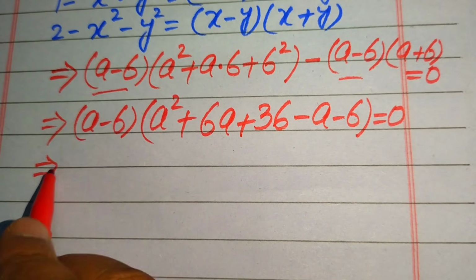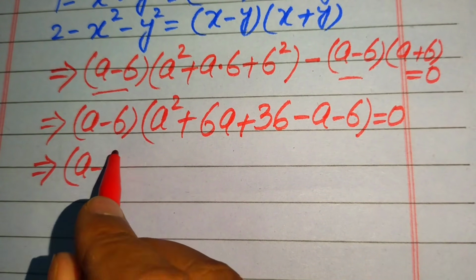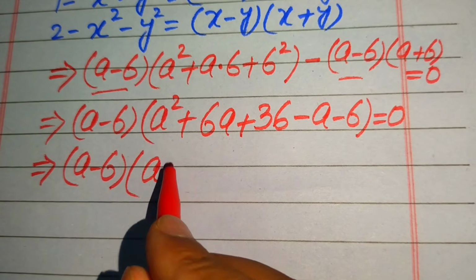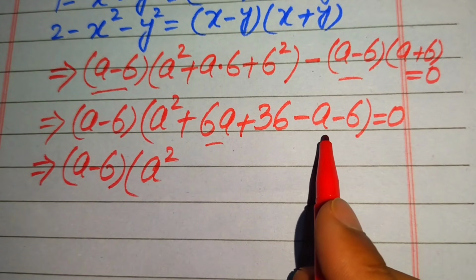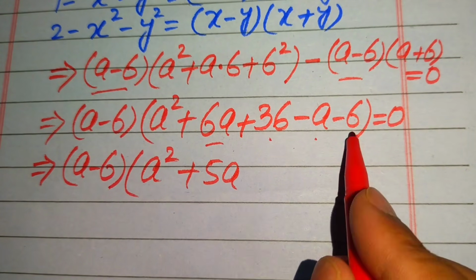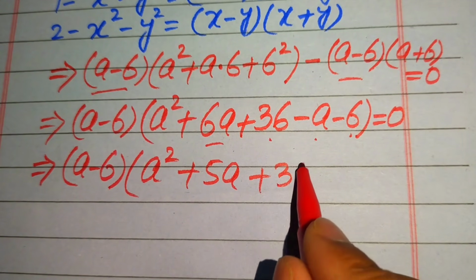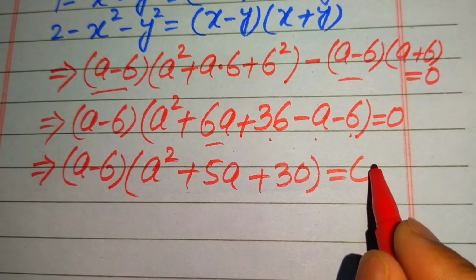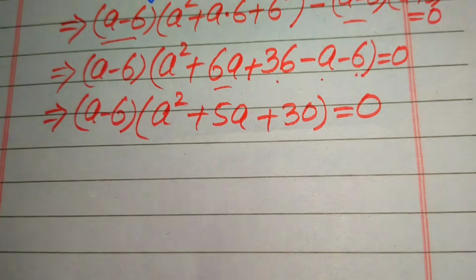Now we need a little bit more simplification here, and we get a minus 6 times a square, 6a minus a becomes plus 5a, and 36 minus 6 becomes plus 30, and this whole equation equals 0.